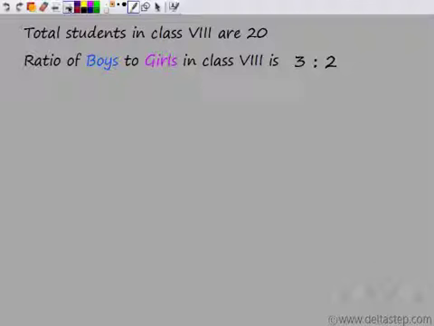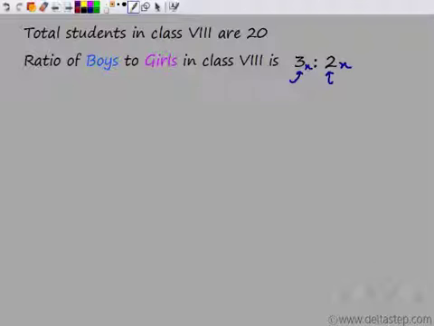What you can observe is that the number of boys or girls is nothing but a multiple of this ratio only. So let us assume that the number of boys in the class is 3 times x. Let us assume that x is a variable. So what I do is I multiply the antecedent and consequent both by a number which is x.